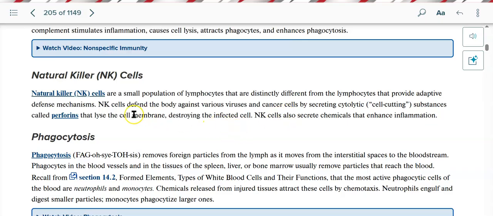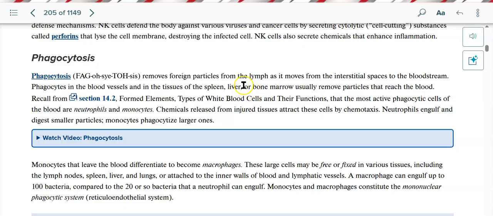There are also natural killer cells. This is a small group of lymphocytes, distinctly different from the ones that provide adaptive defense mechanisms. Natural killer cells defend the body against various viruses and cancer cells by secreting cytolytic, which they translate as cell cutting. I generally think of lytic as splitting, but anyway, cell splitting, cell cutting substances called perforins that will perforate the cell membrane and destroy that cell.